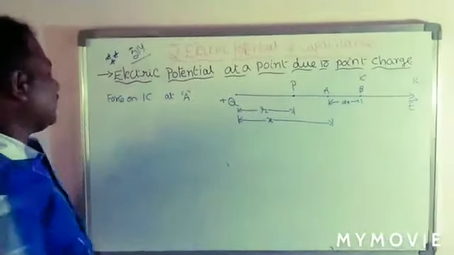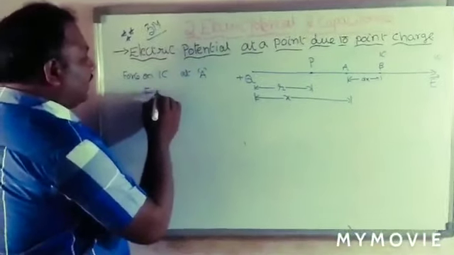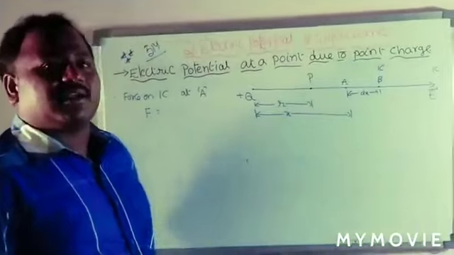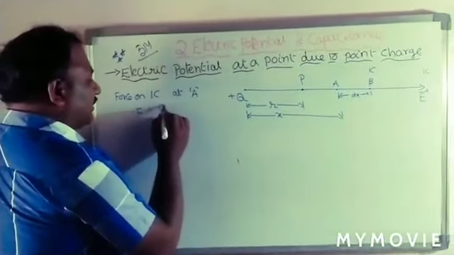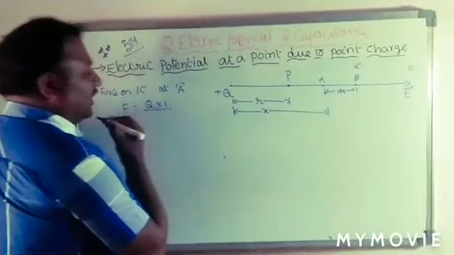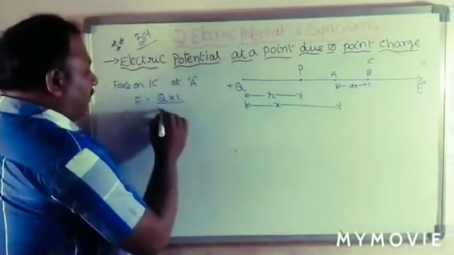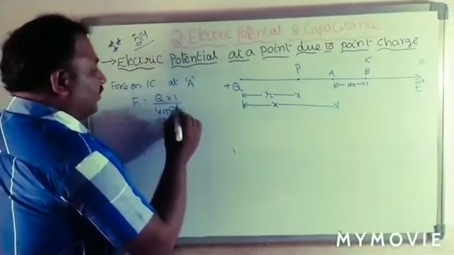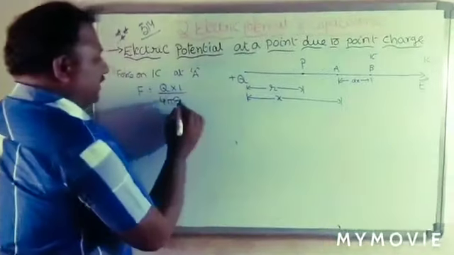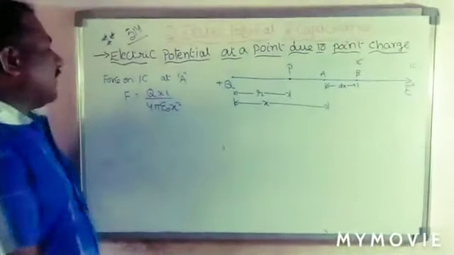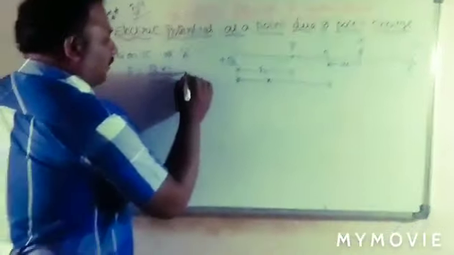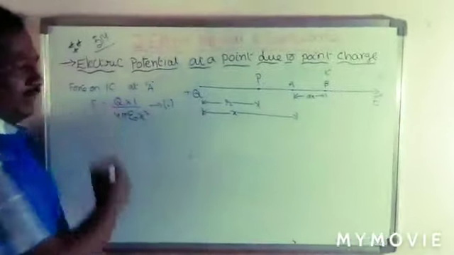The force on 1 coulomb charge at A is nothing but F, from Coulomb's law, is equal to Q1 Q2 by 4 pi epsilon naught R square. Here Q1 is the point charge, Q2 is the 1 coulomb charge, divided by 4 pi epsilon naught into the distance between the two charges, from the point charge to A, which is x. So x square. Here F is equal to Q into 1 by 4 pi epsilon naught x square. This is taken as equation 1.